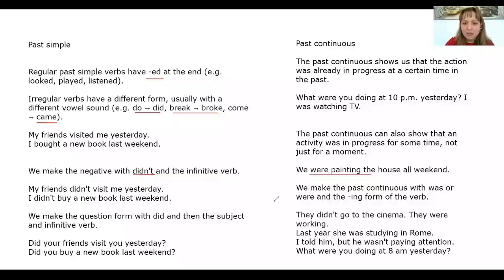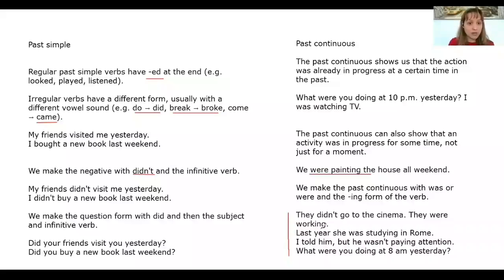So, as I was saying, we make the past continuous with the verb to be in the past tense, was or were, and the main verb in the ing form. So if you have a look at these sample sentences right here, we see the connection between the past simple and the past continuous. For example, they didn't go to the cinema because they were working. So something was happening at some point in the past, and that's why another action in the past didn't happen. In this case, they didn't go to the cinema.